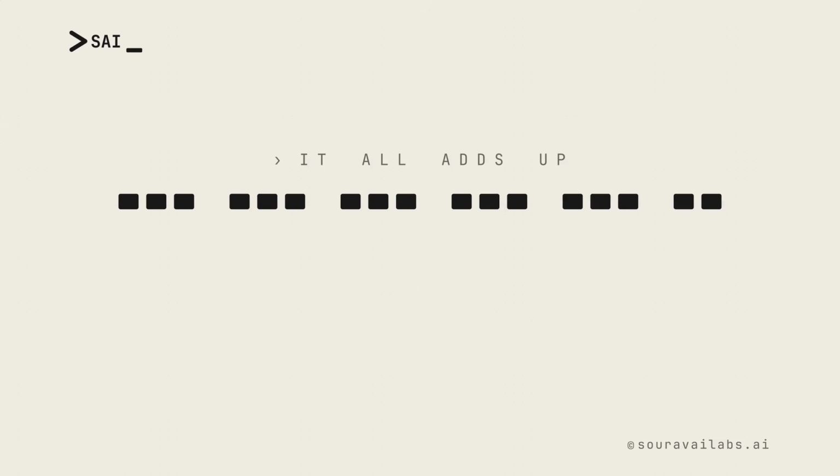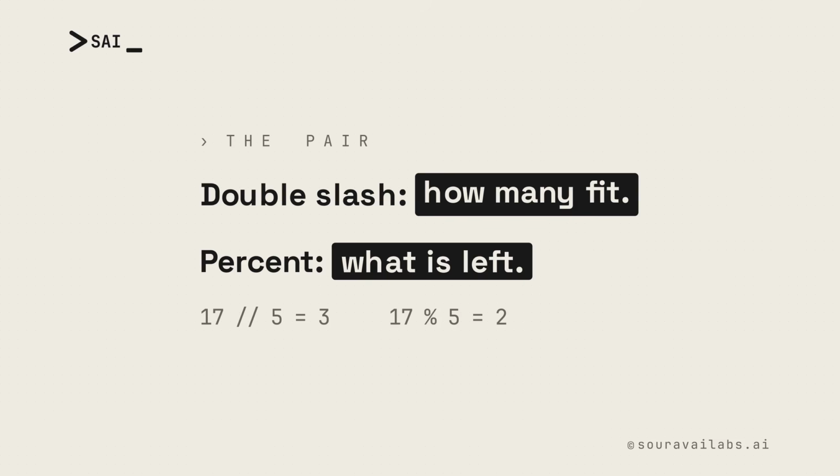Together they account for everything. 3 each across 5 workers is 15 plus the 2 left over and you are back to 17. So double slash tells you how many whole ones fit. Percent tells you what could not fit.